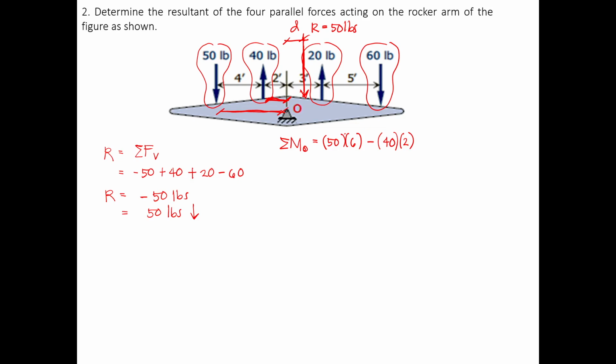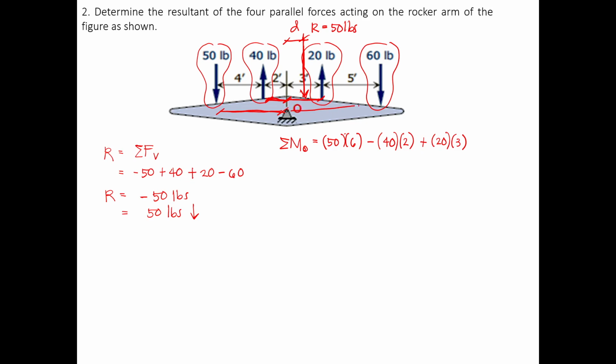So next is the 20-pound force. Again, if you put the distance at the tail of the force, and the distance pushes the tail, you can imagine the rotation. So it will have a counterclockwise rotation. That will be positive rotation, and we have 20 times 3.